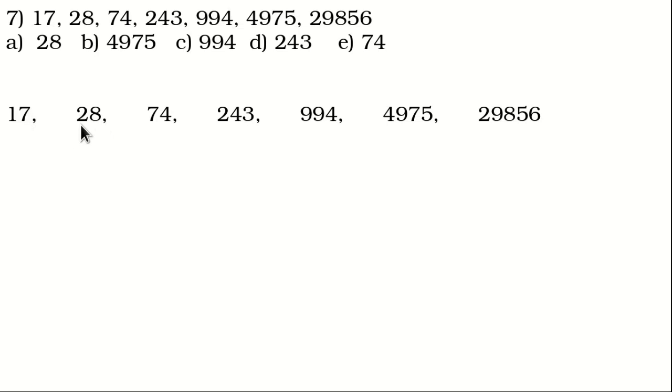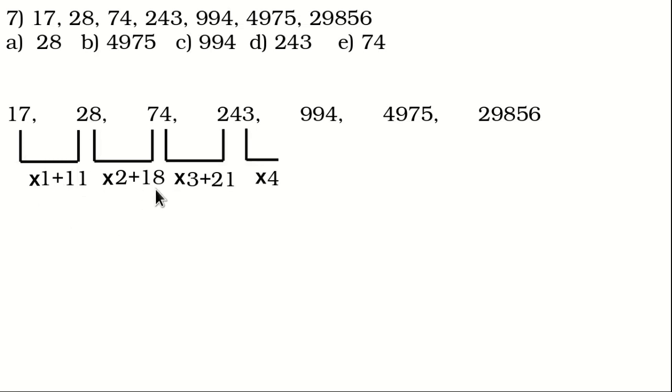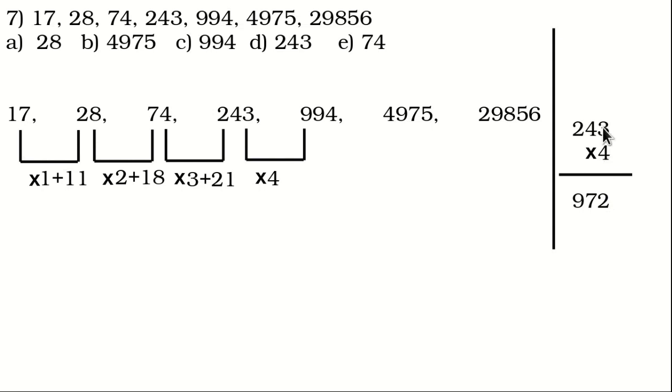So let us try to apply the same logic from this end. 17 into 1 plus something. 17 into 1 plus 11 is 28. 28 into 2 plus 18 is 74. 74 into 3 plus 21 is 243. Now 243 into 4. Let us calculate this value. 243 4 times is 972. So 972 plus 22 gives you 994.